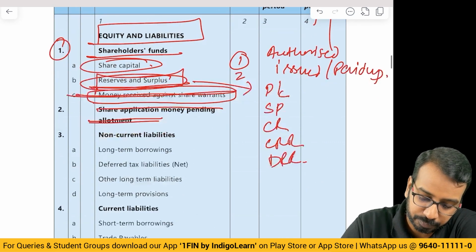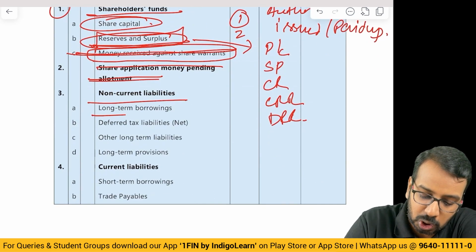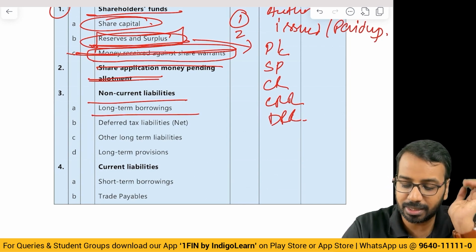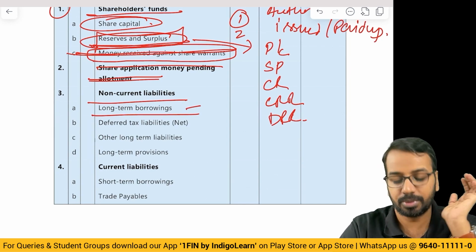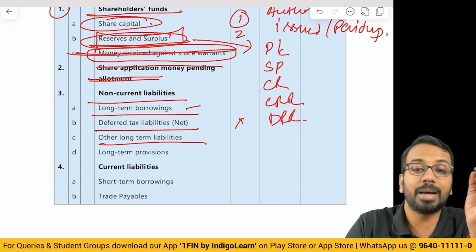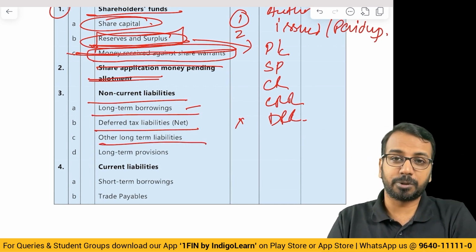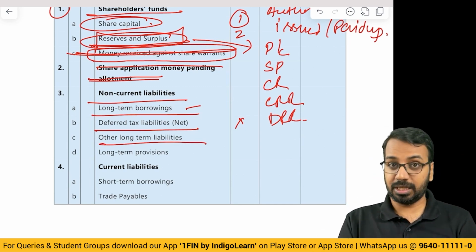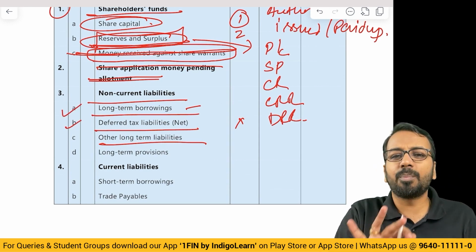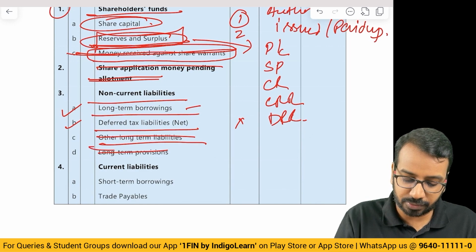Then non-current liabilities, long-term borrowings. If you directly have a single amount in the trial balance, you don't need notes, otherwise notes may be required. Deferred tax liability, notes are not required. Other long-term liabilities, if at all there is something given in the question, but in most of the questions that I have seen in the exams, you will generally have only long-term borrowings and deferred tax. Sometimes you may have these two items, otherwise you will not have.